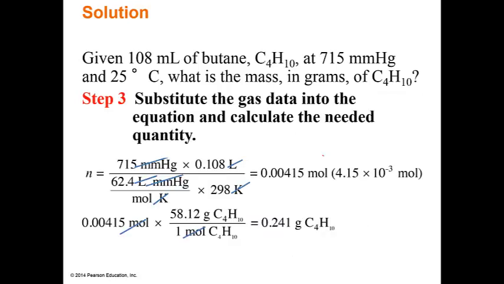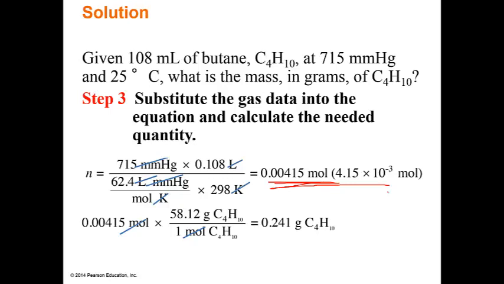If we look at this, we've got our 715 times 0.108 over 62.4 times 298. That's going to give us our answer in moles. Okay, well, that 0.00415 moles doesn't necessarily tell us the grams until we go that one step further. How do we figure out how many grams are in a mole of butane?